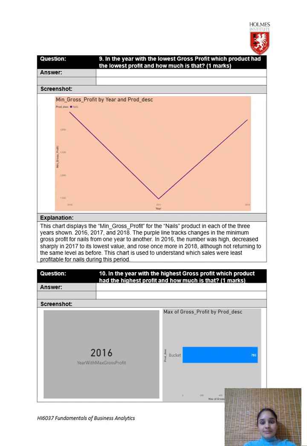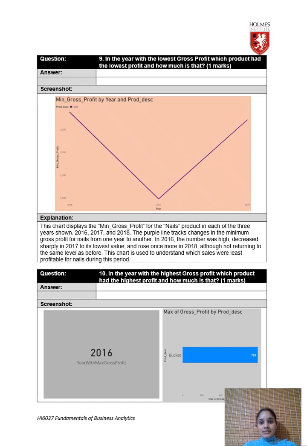With the lowest gross profit, which product had the lowest profit and how much is that? This chart displays the minimum gross profit for the nails in the different years like 2016, 17 and 18. This purple line shows the change in the minimum gross profit for the nails from one year to another.